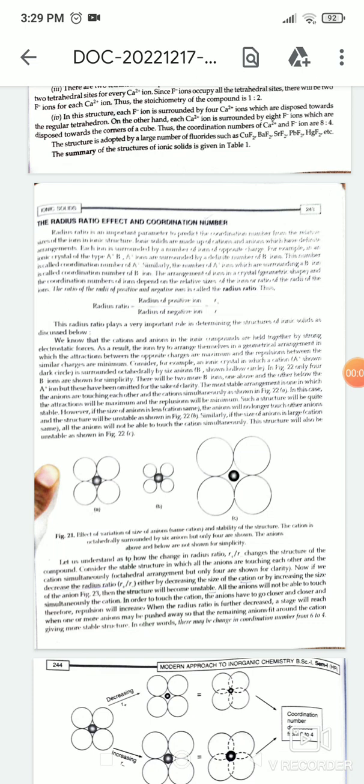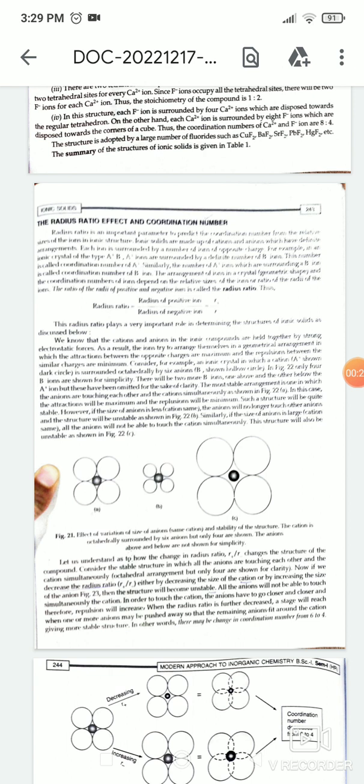Next topic is the radius ratio effect and coordination number. Radius ratio is an important parameter to predict the coordination number from the relative size of the ions in ionic structure. Ionic solids are made up of cations and anions which have definite arrangements. Each ion is surrounded by a number of ions of opposite charge.